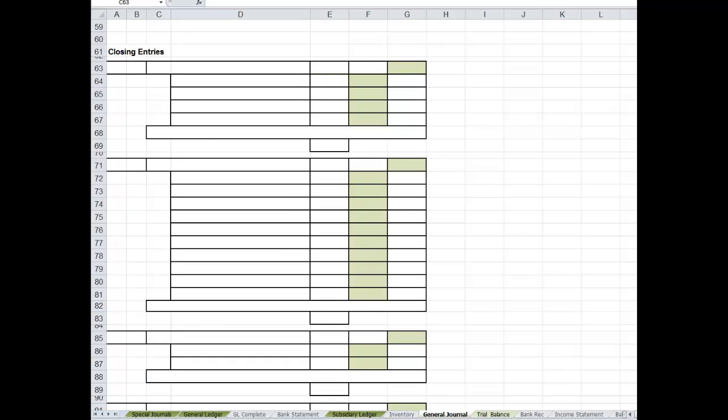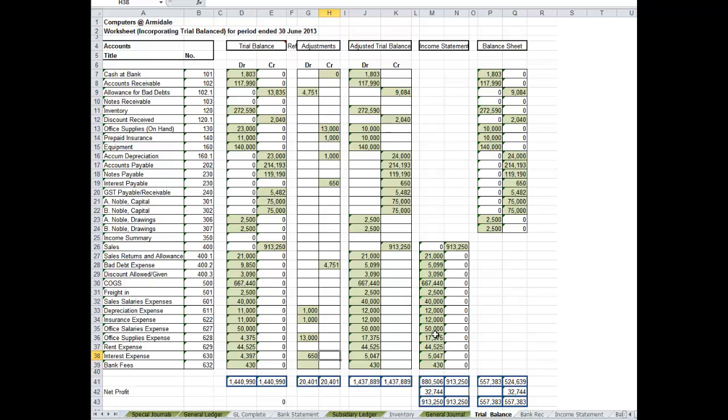Okay, let's do the closing entries. Closing entries are really quite straightforward, but let me give you a quick overview of what we're doing. If we go to the trial balance, and some things I've said before about the accounting equation, and accounting in general, is that it is quite elegant.